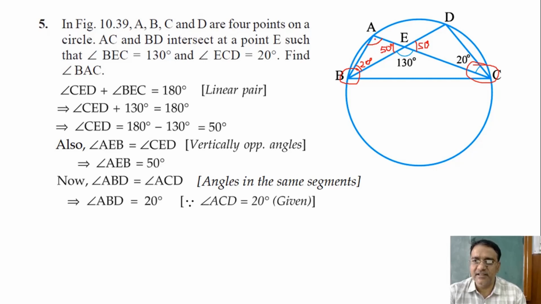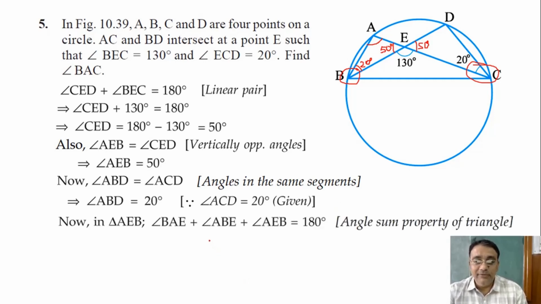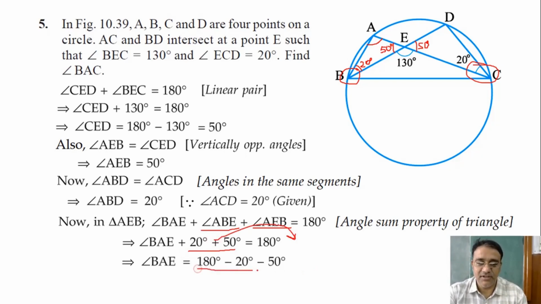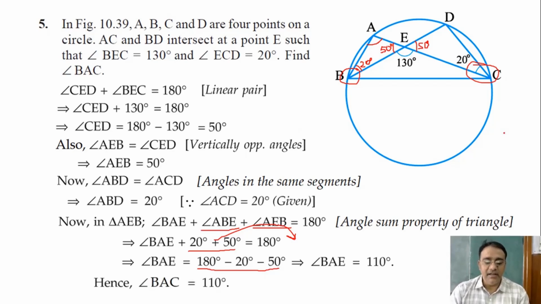Now in this triangle, the sum of these three angles is equal to 180 degrees by using the angle sum property of a triangle. And now we'll substitute the value of this angle, 20 degrees, and this angle, 50 degrees. So 20 plus 50 is 70. Now shift to this side. After adding you can shift, or before also you can shift. This depends on you. If you subtract you will get 110 degrees. BAE or BAC are the same angles. So BAC is also equal to 110 degrees. Any doubt in this question?